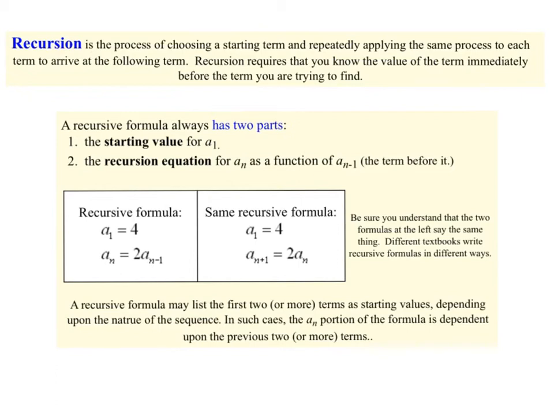Something to know, or two things to know actually, is that a recursive formula always has two parts. It has a starting value, so sometimes you're given 1 to 2 numbers that it starts with, and then also you're given an equation to find the rest of the terms to apply to that first or second, or however many terms you're given.